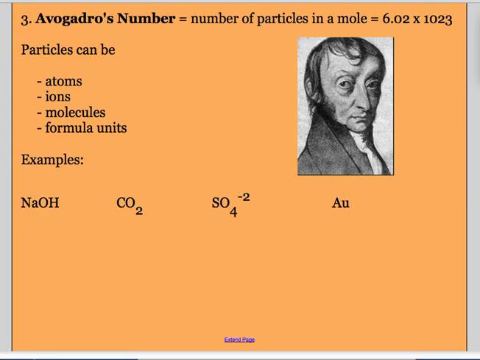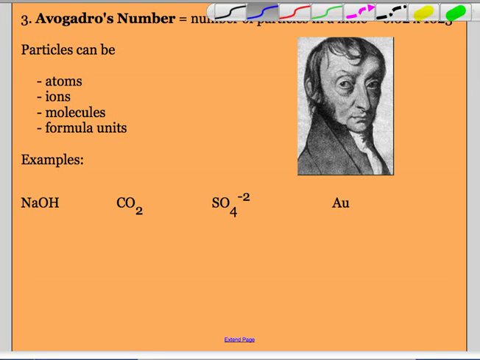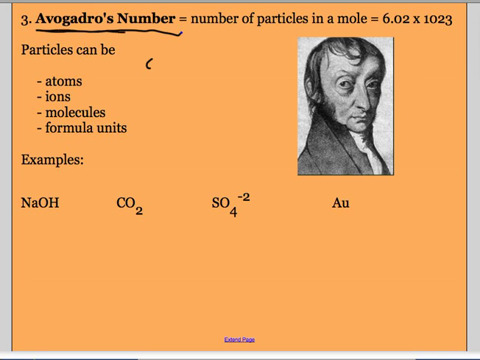Alright, so this number, the 6.02 times 10 to the 23rd, it is considered Avogadro's number because good old Avogadro is the one that came up with it. Now it's being finicky. So anytime we say Avogadro's number, that's what we're talking about.